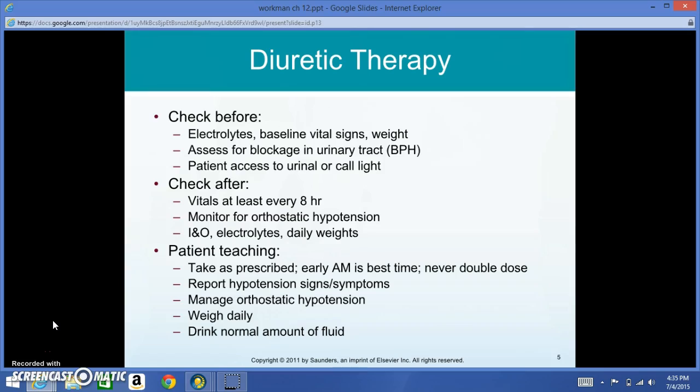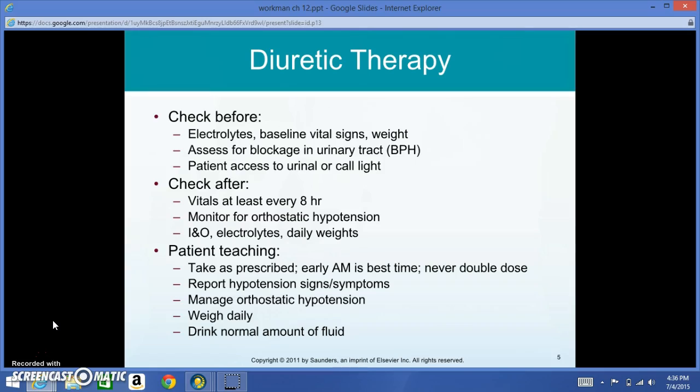And basically, orthostatic hypotension occurs when someone tries to go from a sitting position to a standing position too fast. If they already have low cardiovascular volume to begin with, because the diuretics are manipulating their fluid volume, they are more likely to have issues with orthostatic hypotension.